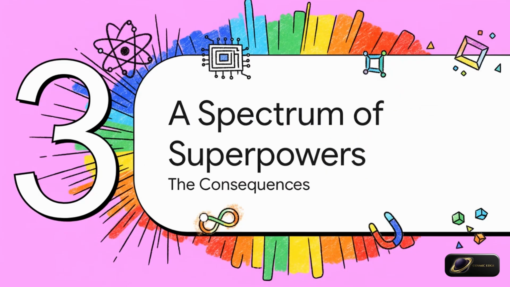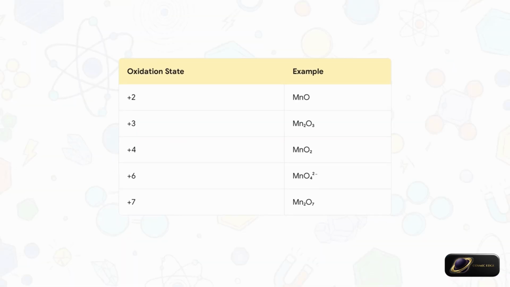Okay, so they have weird electron rules. Big deal, right? Who cares? Well, you do, because these quirky rules are what give rise to an entire spectrum of incredible, useful superpowers. Let's check them out. Just look at manganese. Because it can lose electrons from both its s and d orbitals, it's a total chameleon. It can have a charge or oxidation state of +2, all the way up to a whopping +7.